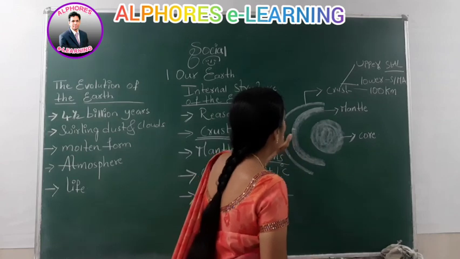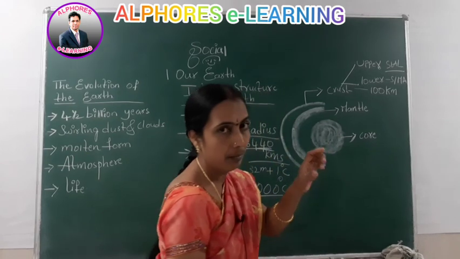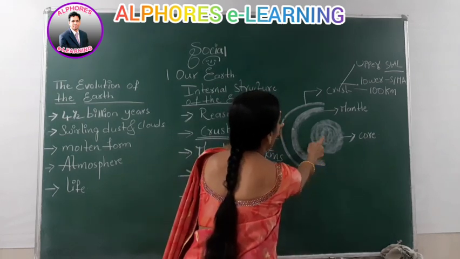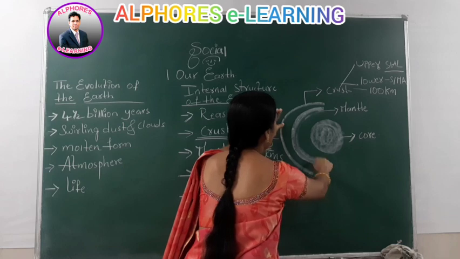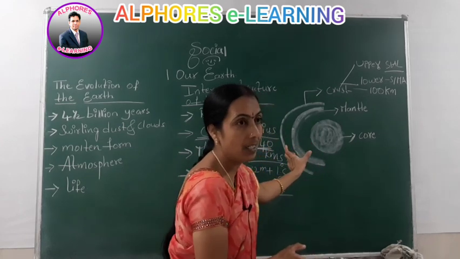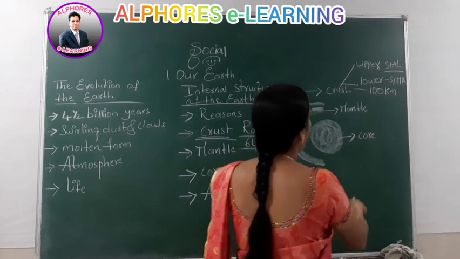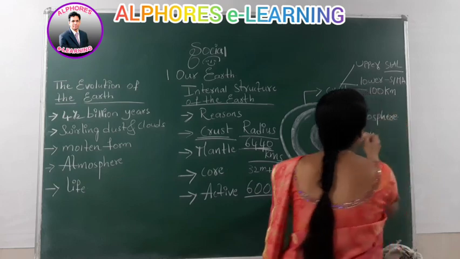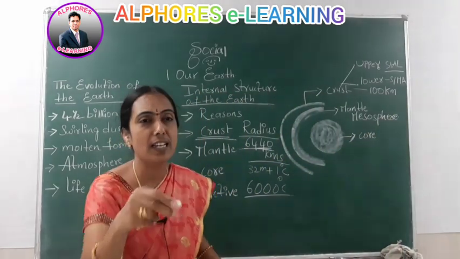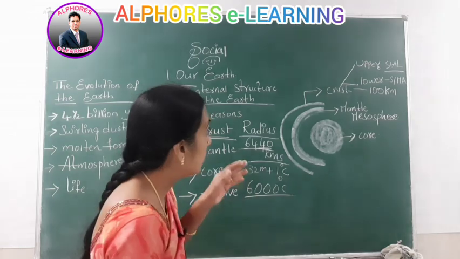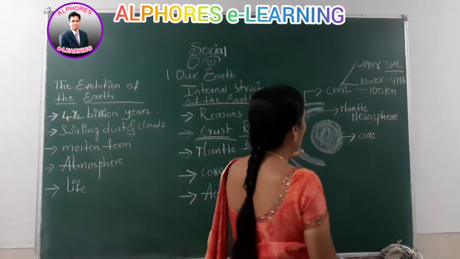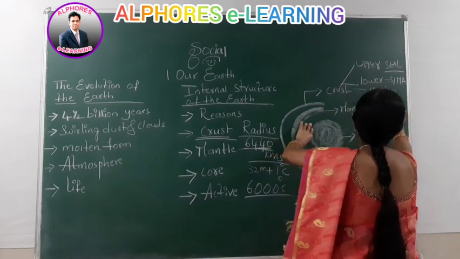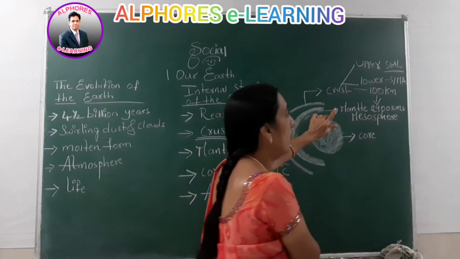The next layer after the crust is called the mantle. The layer that is present between the crust and core is the mantle, as it is located in the middle. This mantle is also called mesosphere. Mesosphere means the layer which is present in the middle. It extends up to a depth from 100 kilometers to 2900 kilometers. This is the depth of the mantle.